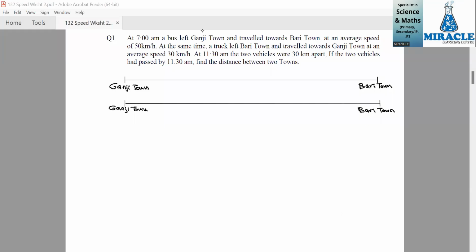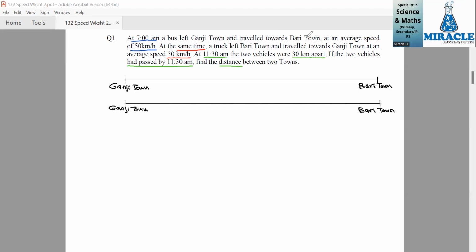Question 1. At 7 a.m., a bus left Ganji town and traveled towards Bari town at an average speed of 50 kilometers per hour. At the same time, a truck left Bari town and traveled towards Ganji town at an average speed of 30 kilometers per hour. At 11:30 a.m., the two vehicles were 30 km apart. If the two vehicles had passed by 11:30 a.m., find the distance between the two towns.